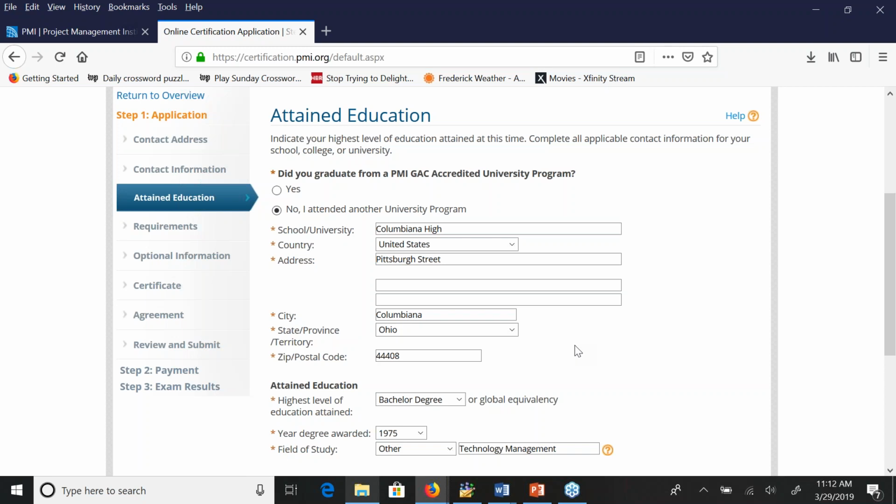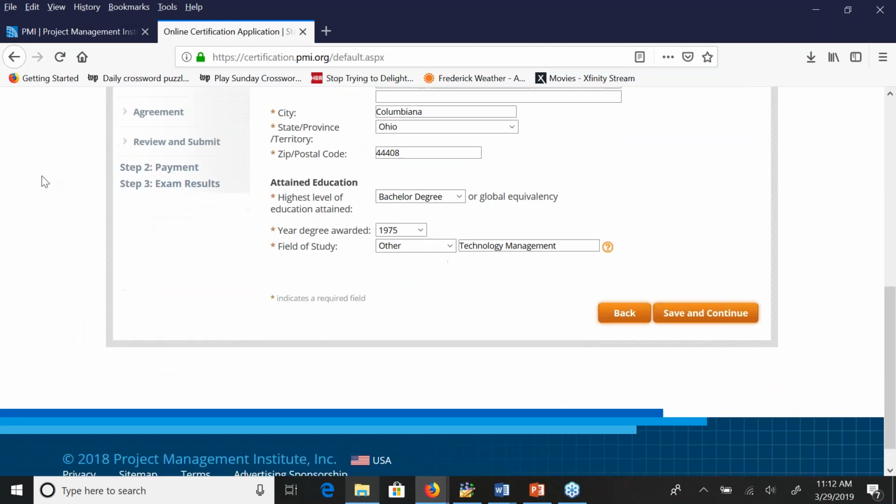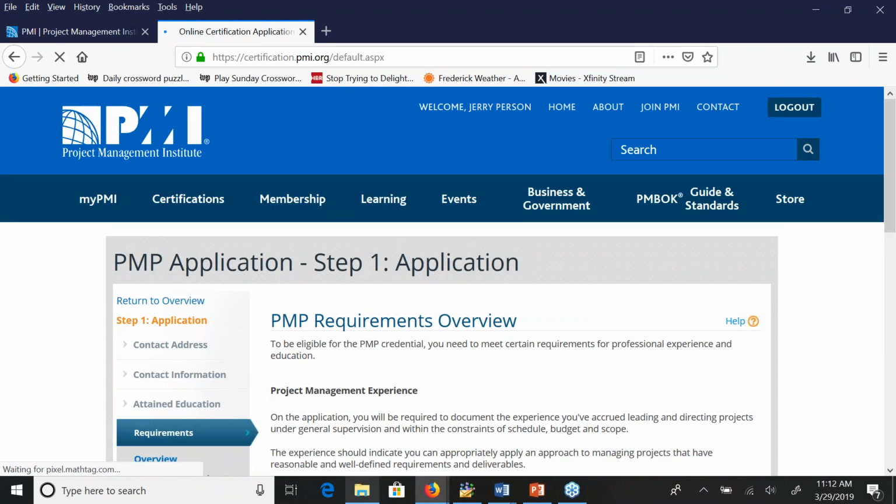Year the degree was awarded, oh lordy, it does go back into the 70s. Isn't that sad? And what field of study? Again, field of study, pick which one actually reflects what you do. Don't feel like it's going to make a change in how PMI looks at your application. It's not going to change a thing. So we march right along.